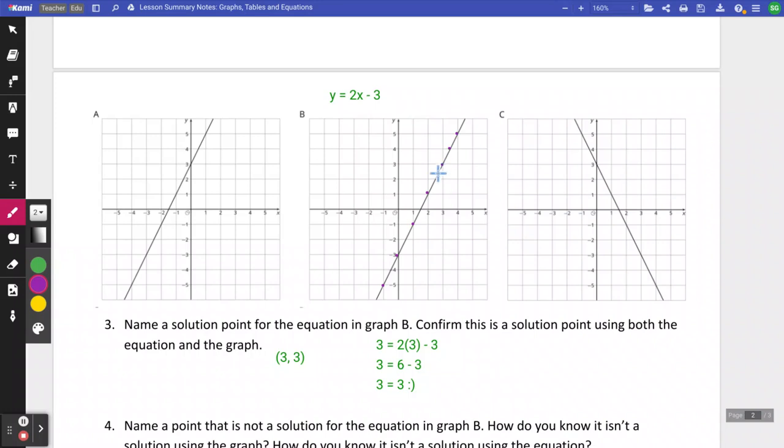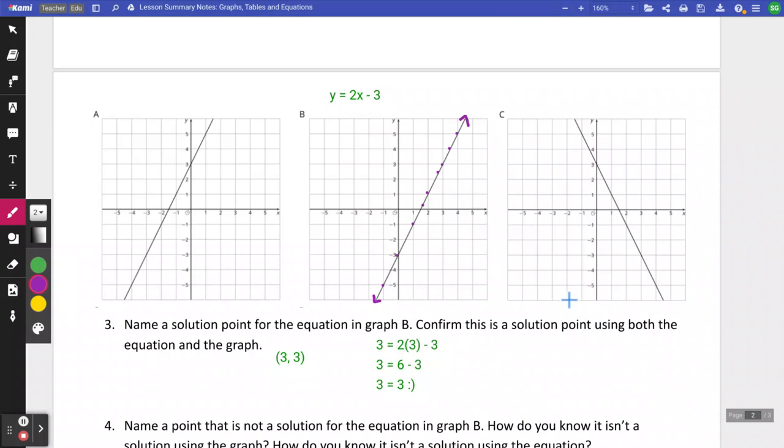In addition to all those fun decimal points, remember this line doesn't end here. Sometimes we mark it with these little arrows to remind us that the line goes on forever in both directions. So there would be more points on either side of where my graph stops that I could use as well. There are tons and tons of points you could have given me for number 3. And the way to confirm is just by seeing that that point is on our graphed line and satisfies our equation when we substitute in those numbers.